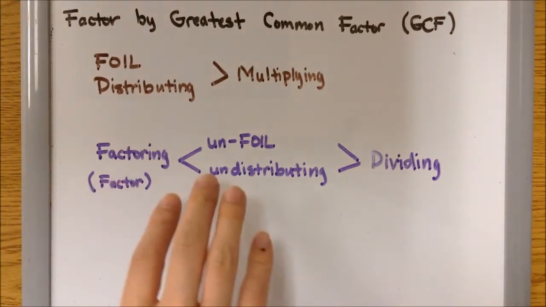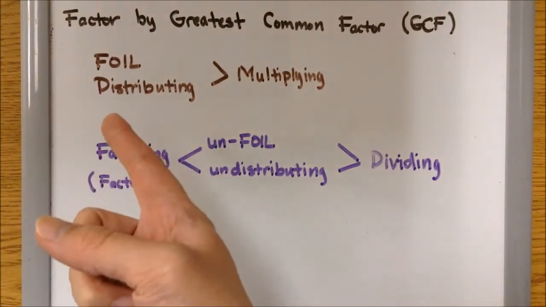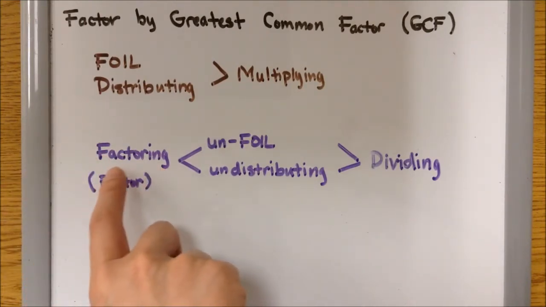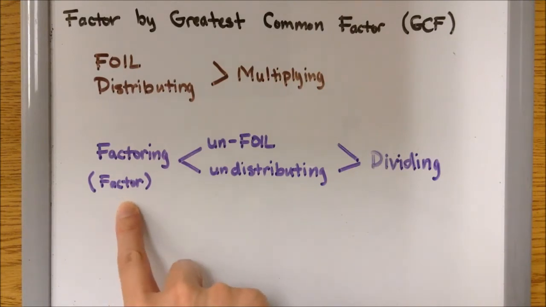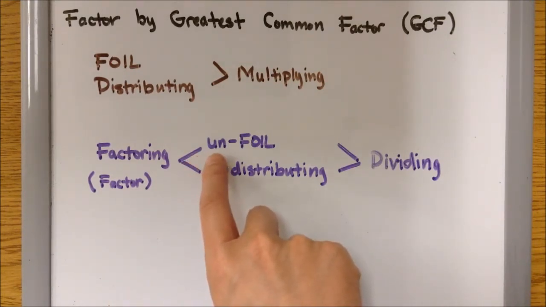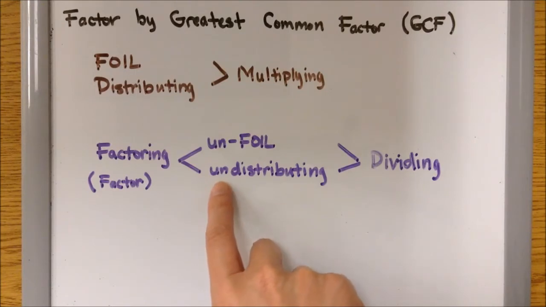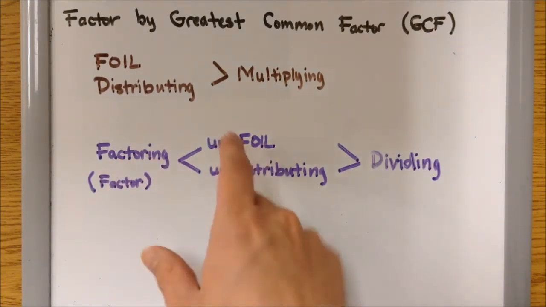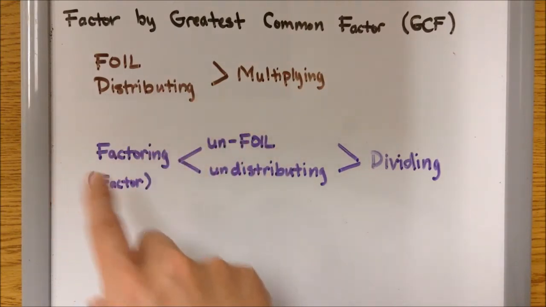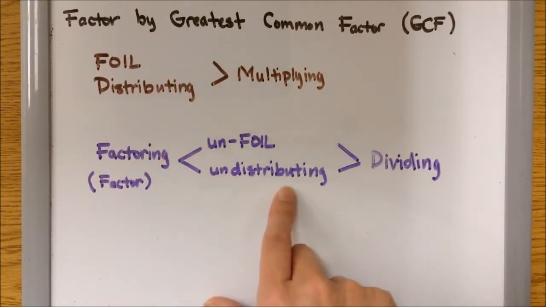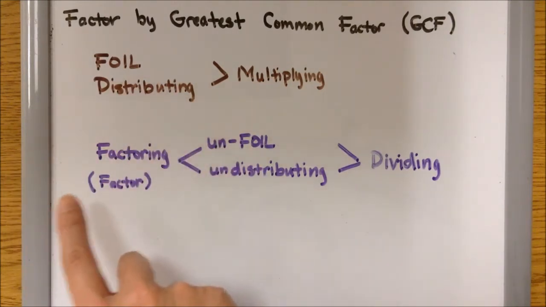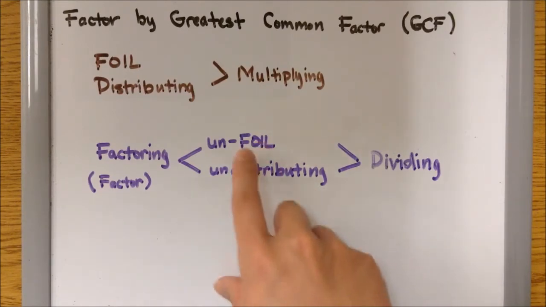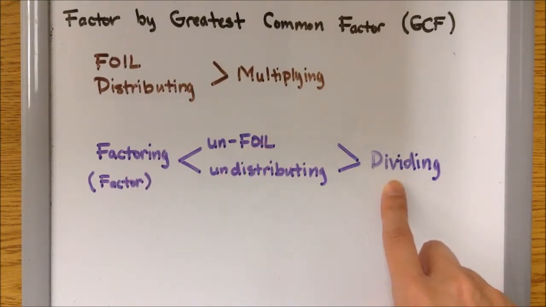Now factoring is the opposite of FOIL, the opposite of distributing. Factoring means unFOIL and undistributing, to go backwards. These two processes, or factoring, involve the only operation, which is dividing.